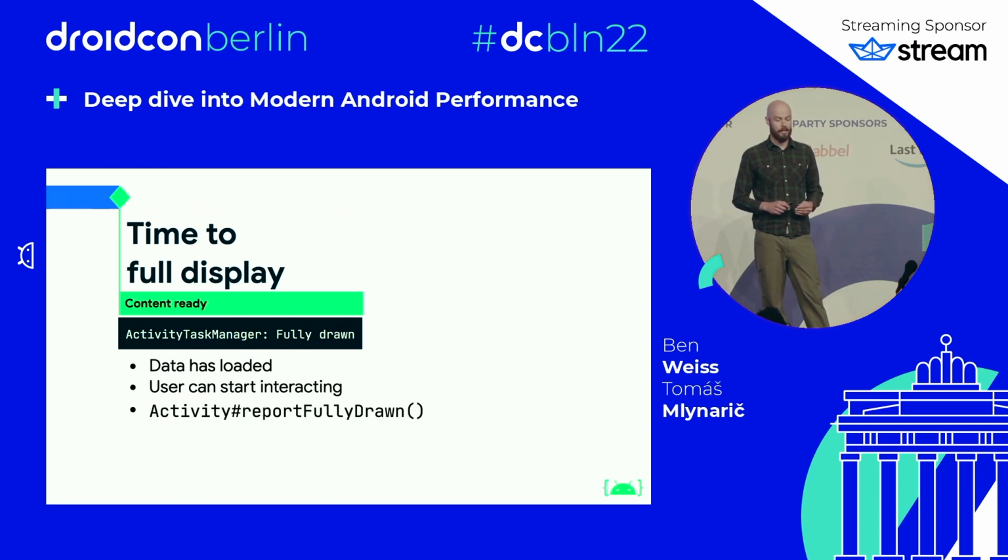And that's why we have an API for that. That API is called reportFullyDrawn. It is used to inform the framework that the app is ready to use, and it can be used to create further performance improvements for you.